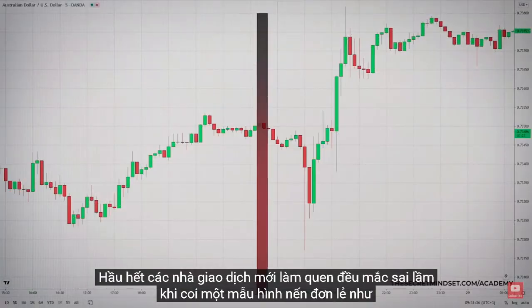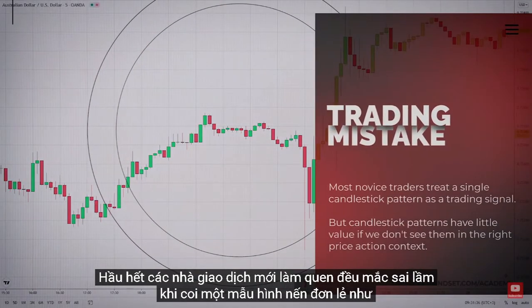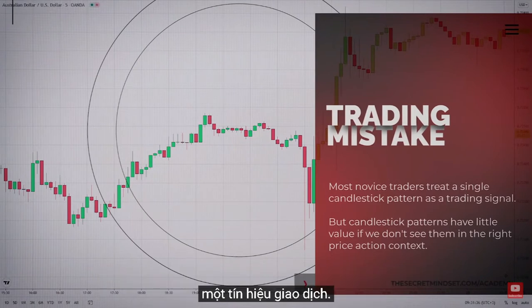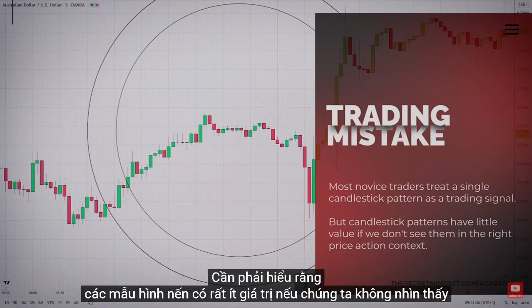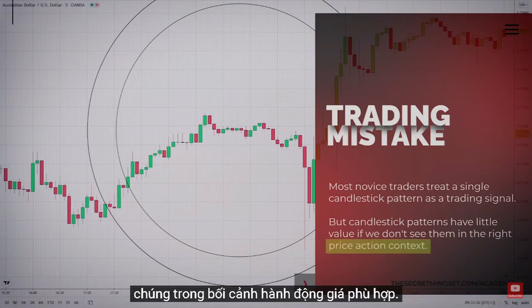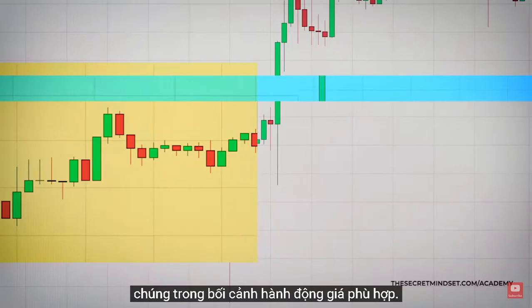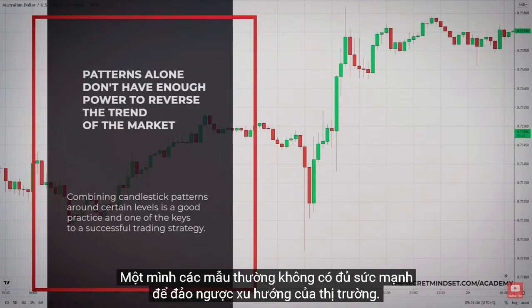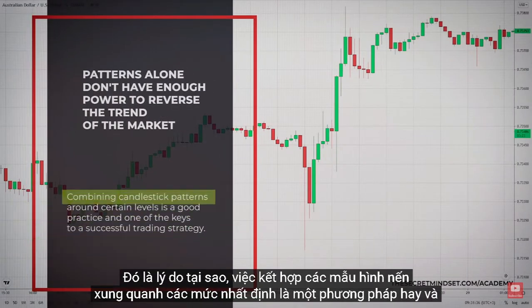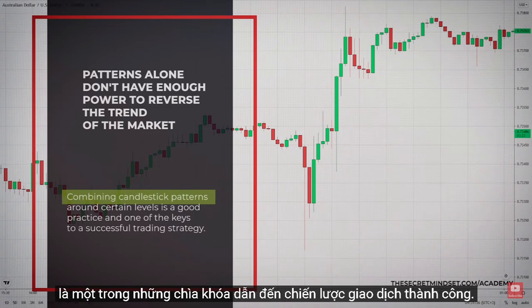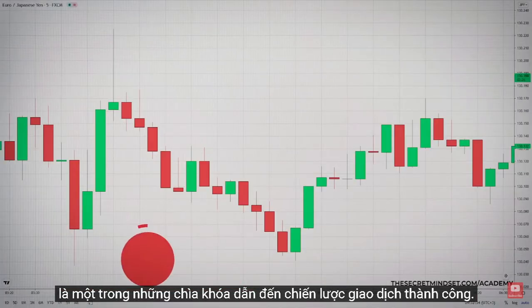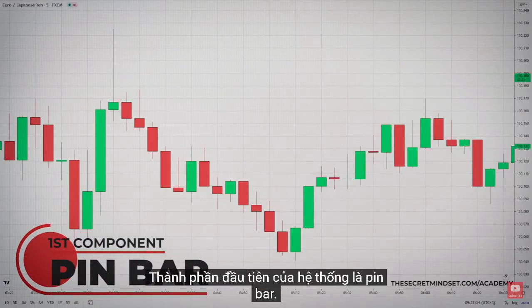Most novice traders make their mistakes when they treat a single candlestick pattern as a trading signal. It's essential to understand that candlestick patterns have little value if we don't see them in the right price action context. Patterns alone usually don't have enough power to reverse the trend of the market. That's why combining candlestick patterns around certain levels is a good practice and one of the keys to a successful trading strategy. The first component of the system is the pin bar.